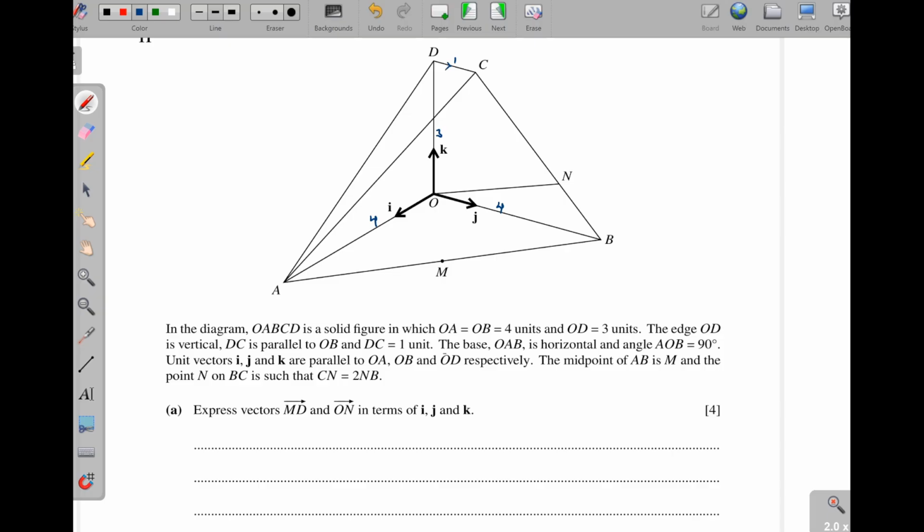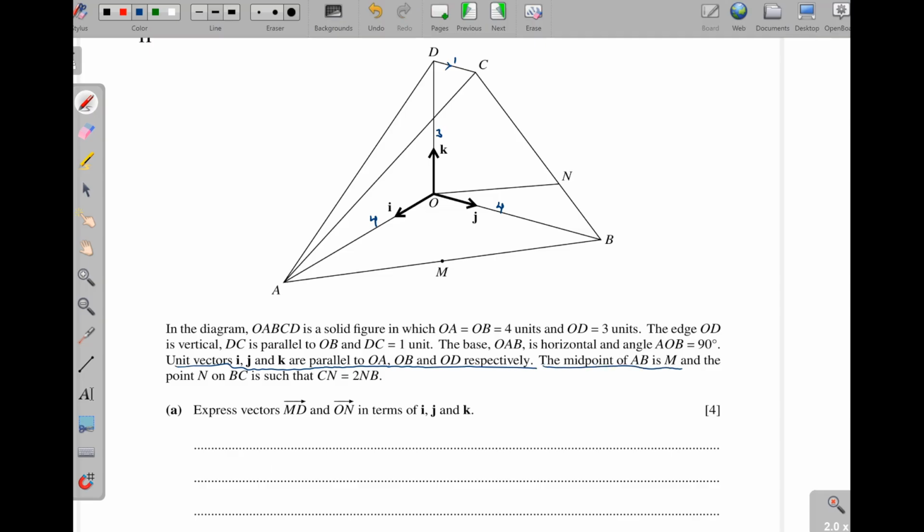Okay. Then the base OAB is horizontal and the angle OAB is 90 degrees. This one is 90 degrees. Okay. Then unit vectors i, j and k are parallel to OA, OB, and OD respectively.